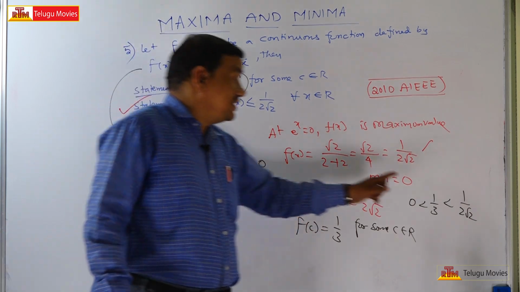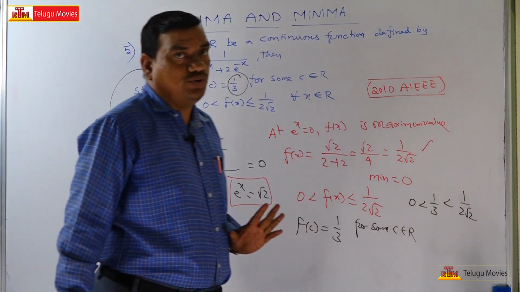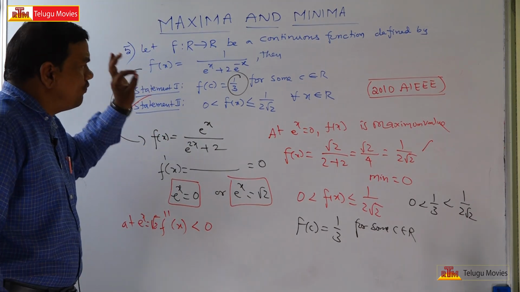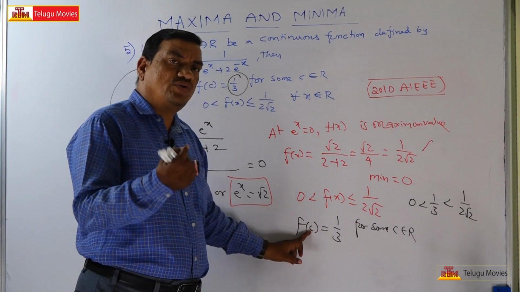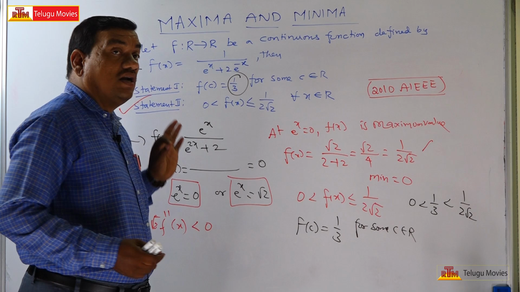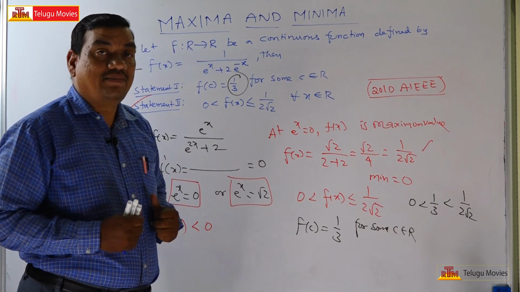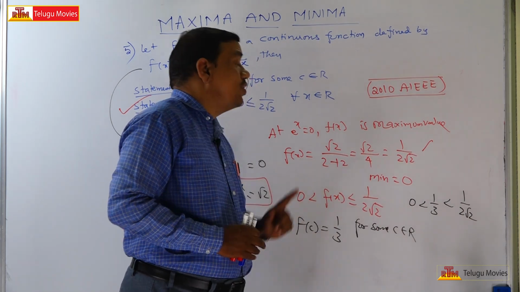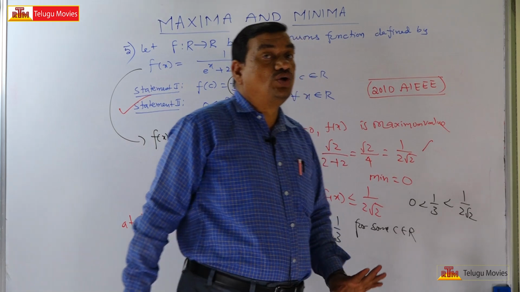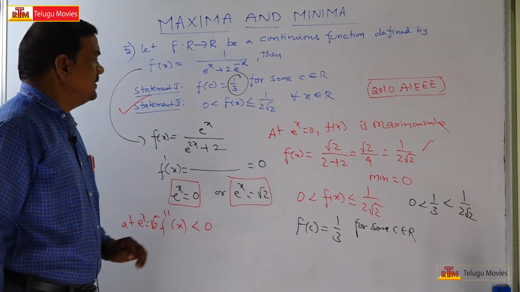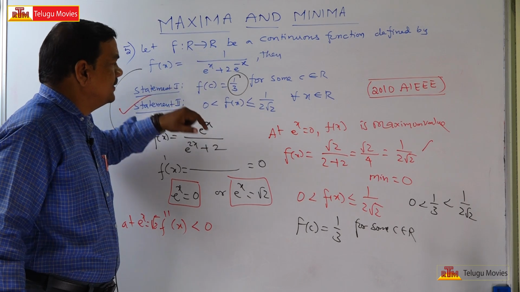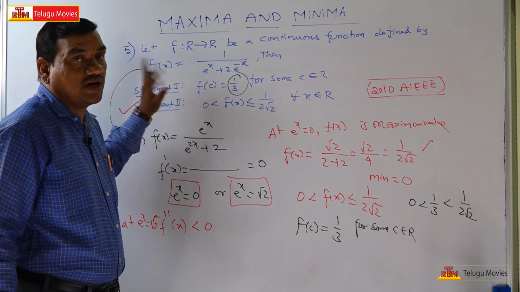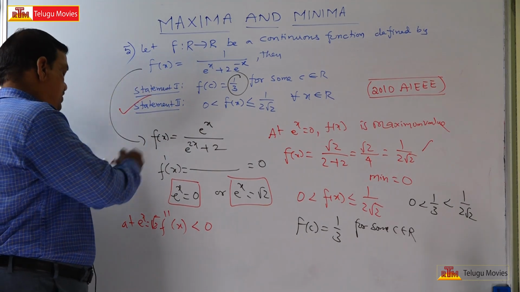Why? Because this 1 by 3 lies between 0 to 1 by 2 root 2. For some c belongs to R, you take any number in the domain, definitely you will get 1 by 3 as the image. Why? Because maximum value is 1 by 2 root 2, minimum value is 0. 1 by 3 lies between 0 to 1 by 2 root 2. So by seeing this also we can guess that this second statement is right. If first statement is right, second statement is also right. So both statements are right.